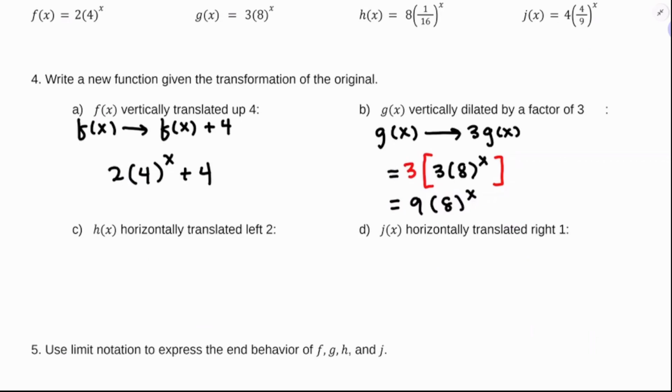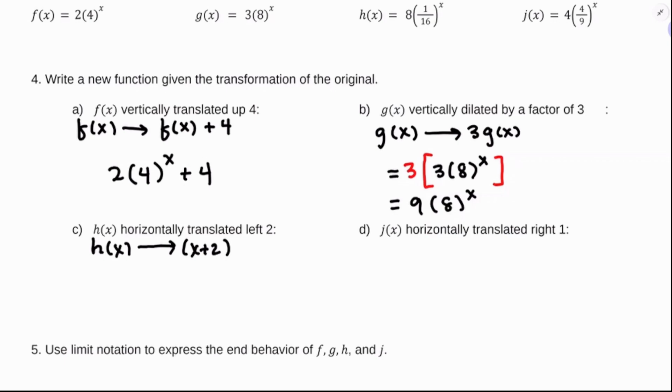For h of x horizontally translated left by 2, okay, that's where we're going to replace the input values. So we're going to start with h of x, and then we're going to replace all the x's with x plus 2 if we're moving to the left by 2. Okay, if we were moving to the right, we would subtract 2. But we're moving to the left, so we're going to replace x with x plus 2.